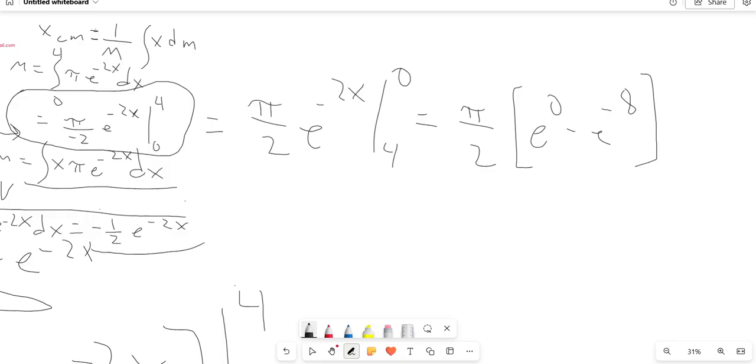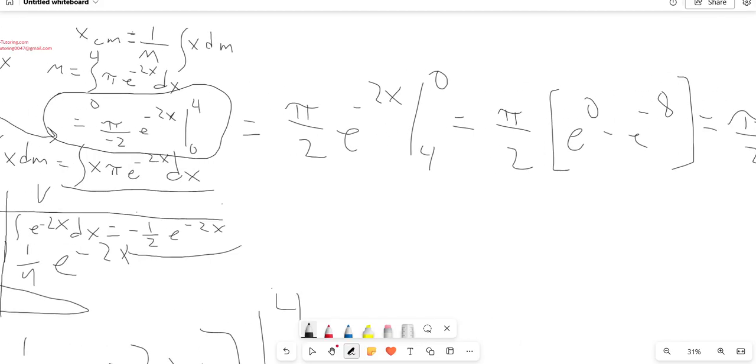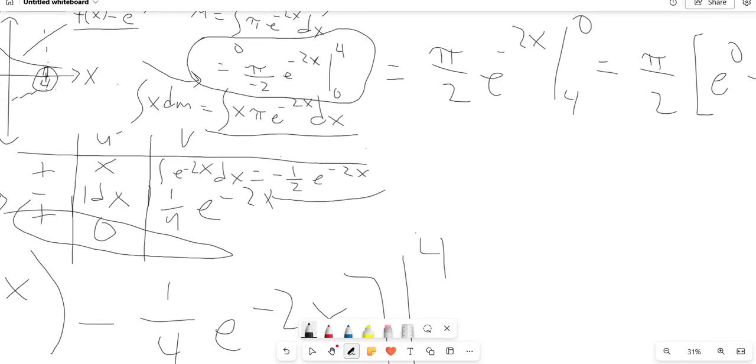Well, anything to the 0 power is always 1. So this equals pi over 2 times 1 minus 1 over e to the 8, because with a negative exponent, you take the reciprocal and make the exponent positive. So that's our mass. Now let's find the integral of x dm.